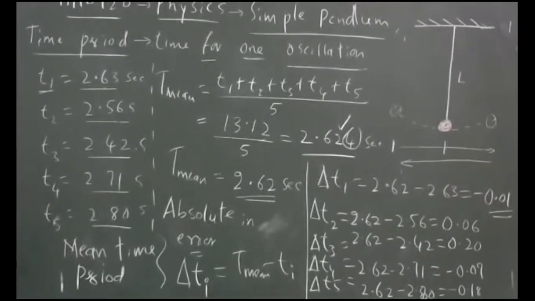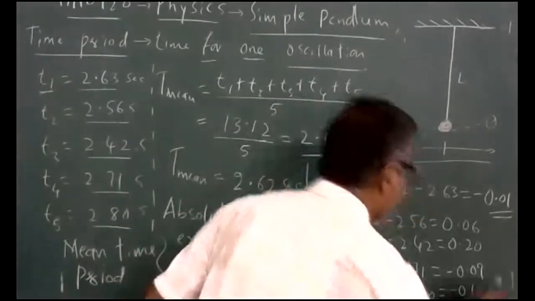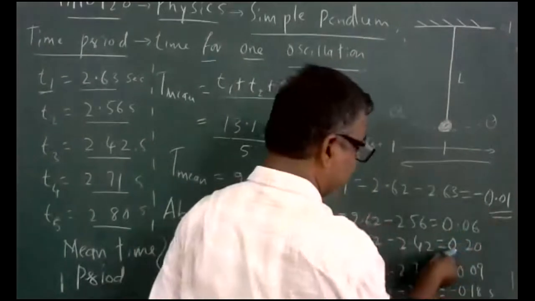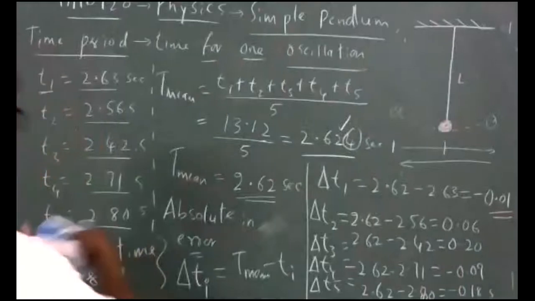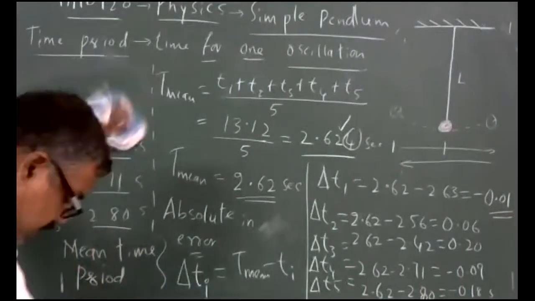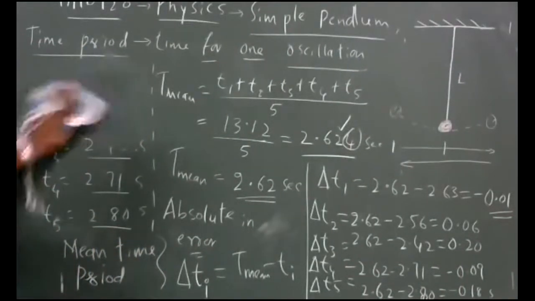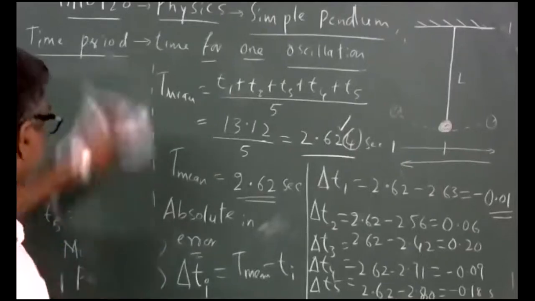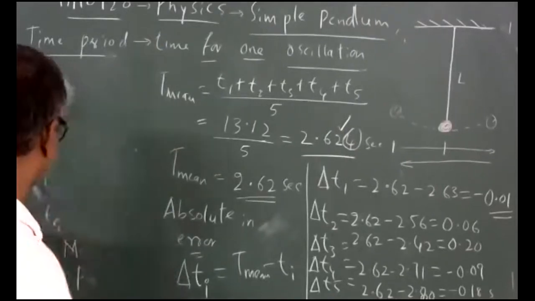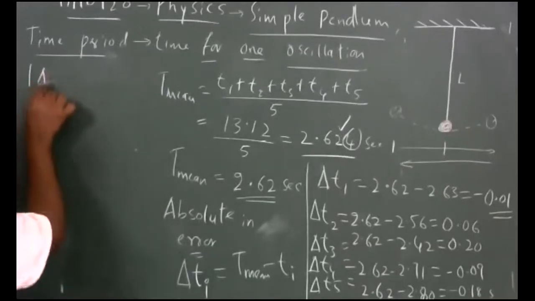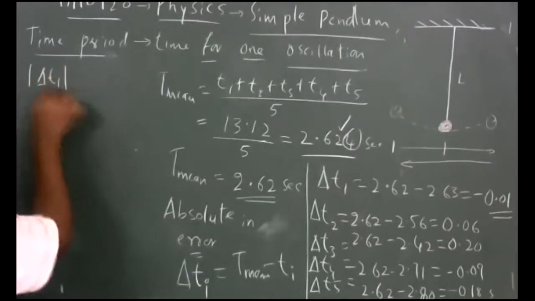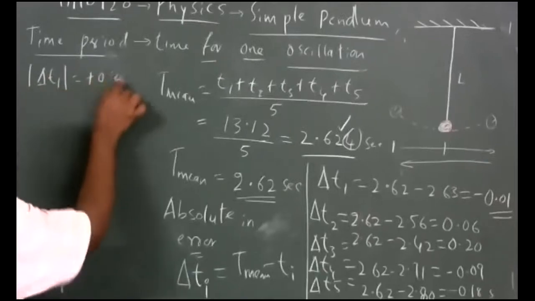Yes, I hope it's visible now. So finally, when you take all these seconds, one is minus, plus, plus, minus, you take the mod of delta. So the mod of delta I'll be doing here. When I do this mathematics, the next is the mean delta time. Now when I take the mod, delta T1 is going to be plus 0.01.